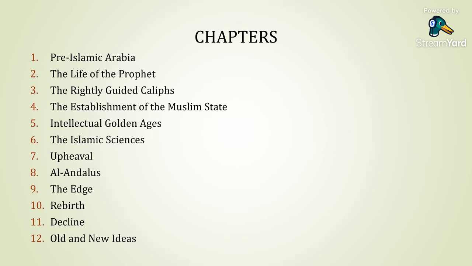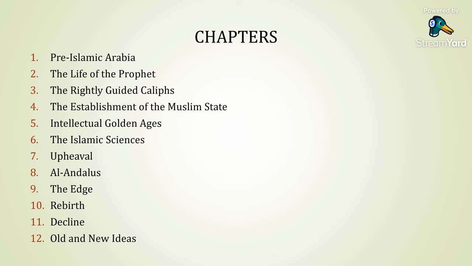So let's start. This book has 12 chapters. The latest edition has 12 chapters. The previous edition did not have the sixth chapter, which is the Islamic sciences, but some of its content was in the fifth chapter, the intellectual golden ages. But later on, he added this chapter and made some changes, and also added some new content there.